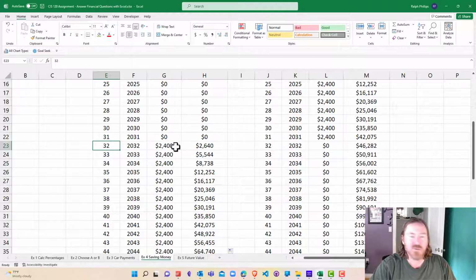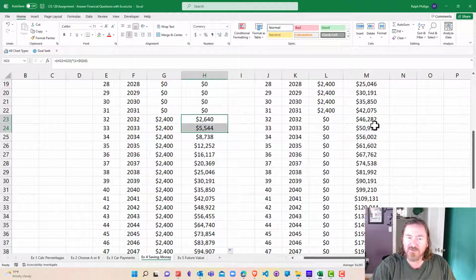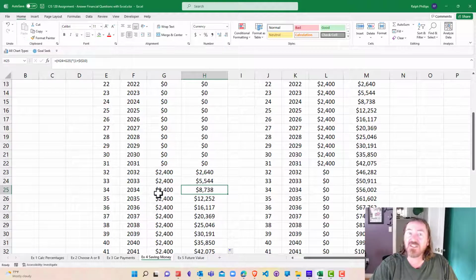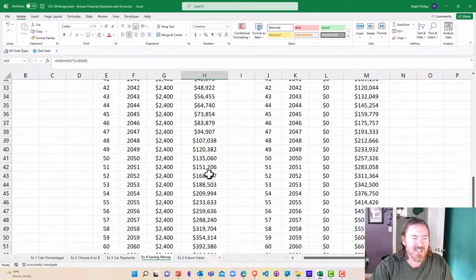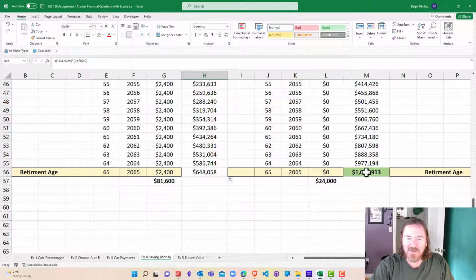So she starts to invest the $2,400 per year. And again, it grows at the same rate as the first woman's did. $2,640, $5,544, $8,738. That's all the same because they're investing the same amount and they're both getting that 10% return. But the second woman, it just takes her so much longer to get to that $1,000,000. At the same retirement age of 65, I'm going to format painter this.